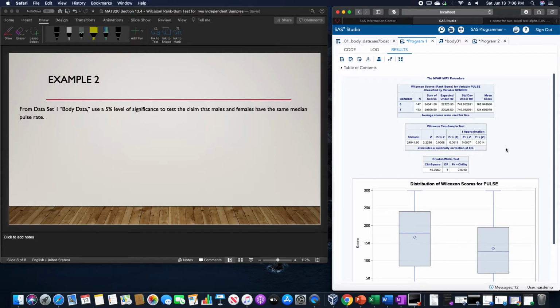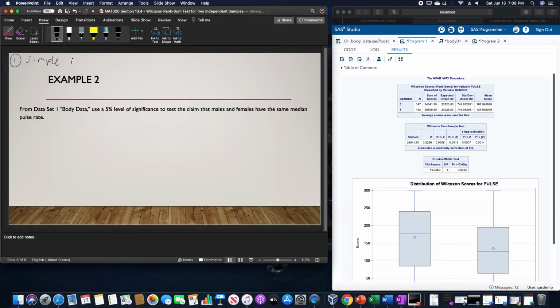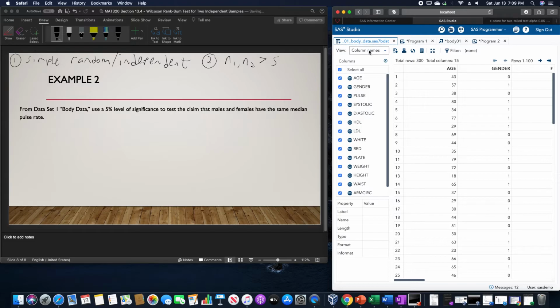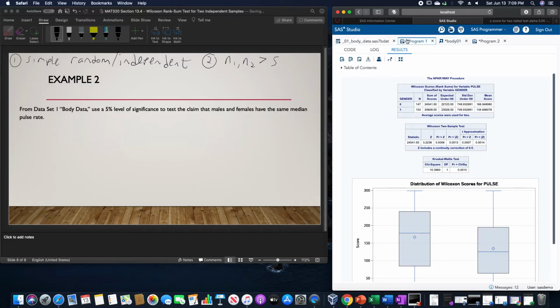But before checking that output, we know that this is a simple random and independent sample. The second requirement that we have for this is that each sample size is at least 5. And we know this particular data set has way more than 5 for each gender, if you looked inside this data set. So I don't think that would be too much of a problem for that.